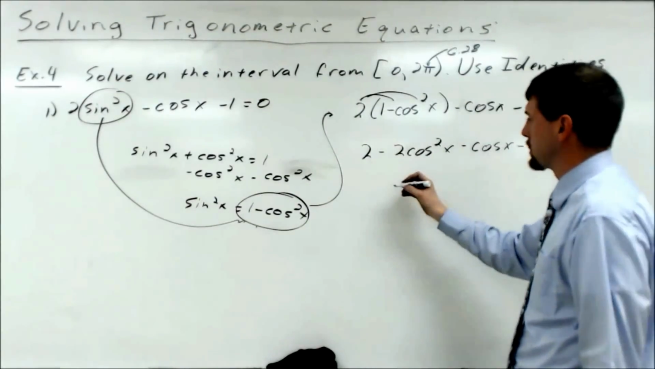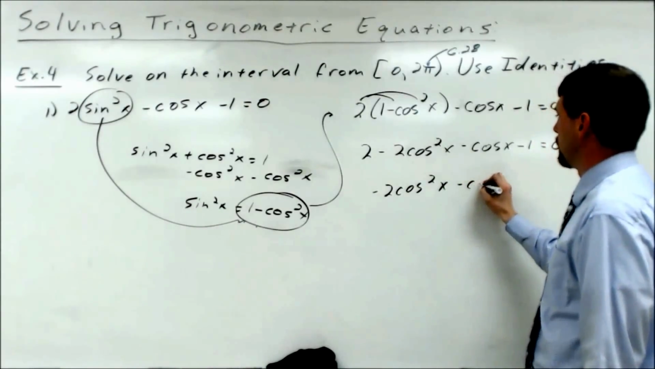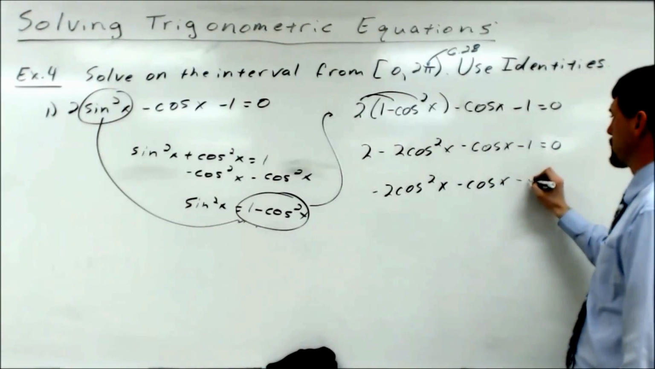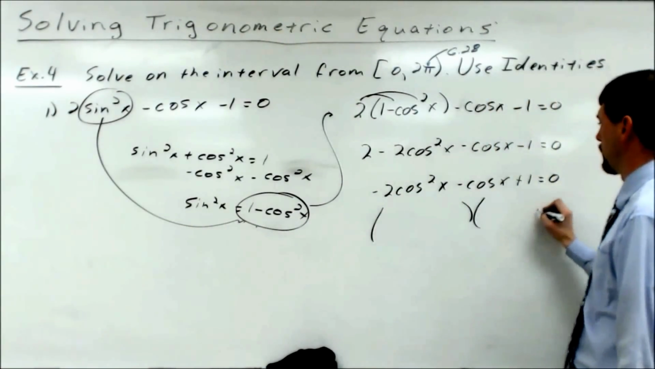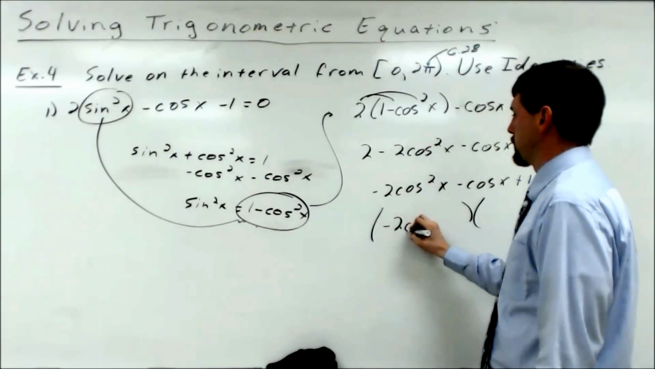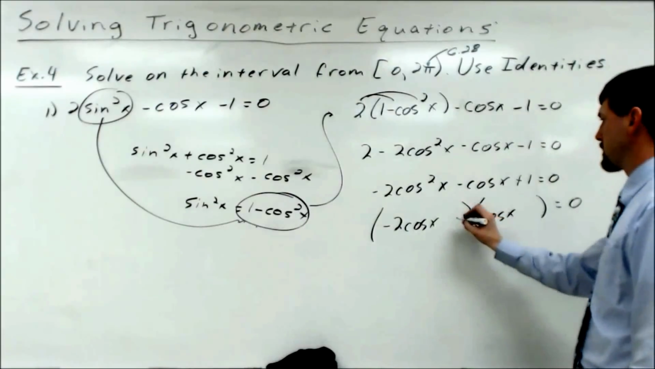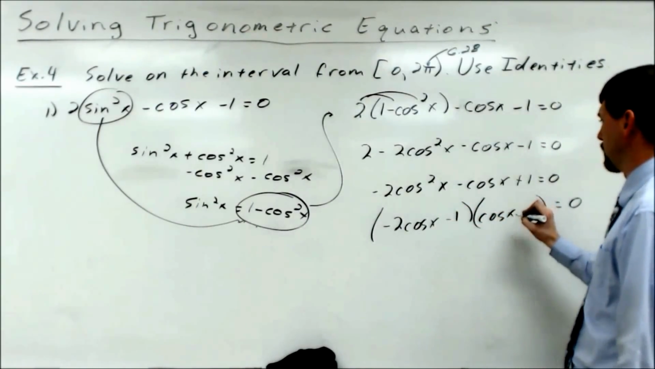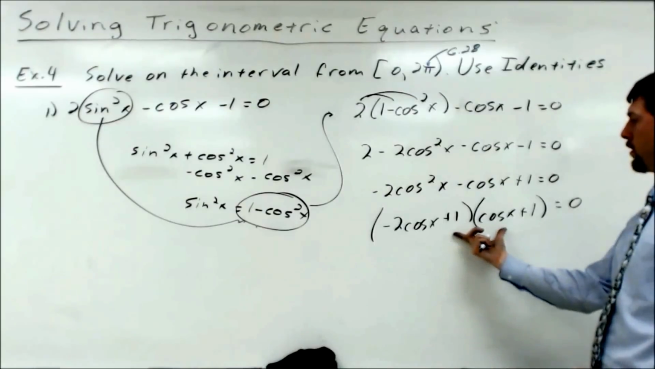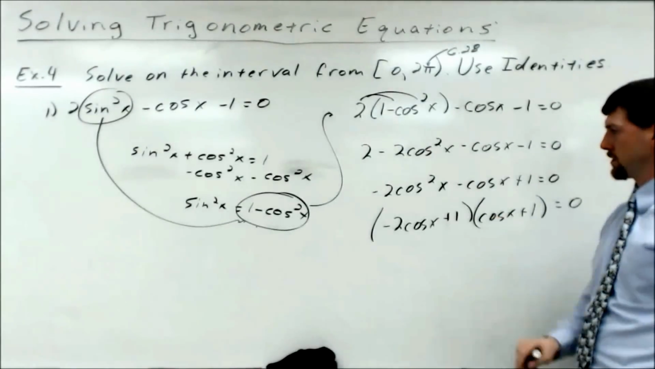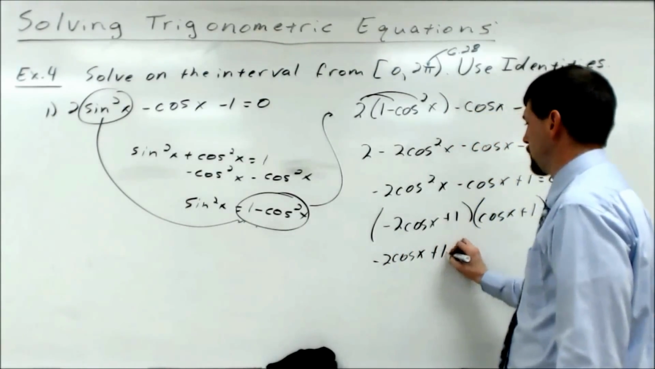2 minus 1 is 1. So 2 cosine squared x minus cosine of x plus 1 equals 0. That'll now factor. Negative 2 cosine x, and we would need this to be minus 1 plus 1 and plus 1, right? 1 cosine minus 2 cosines gives us a negative cosine. So I get negative 2 cosine x plus 1 equals 0.